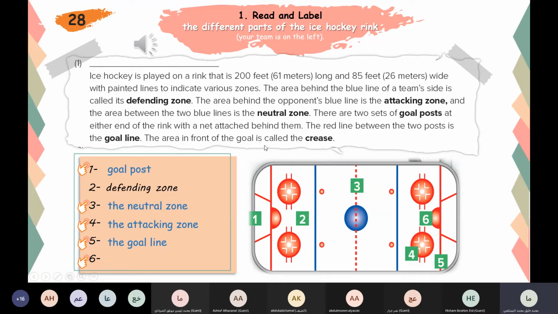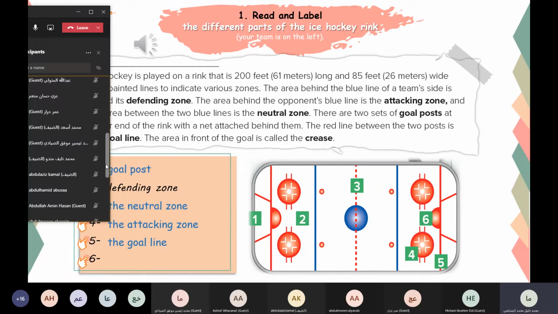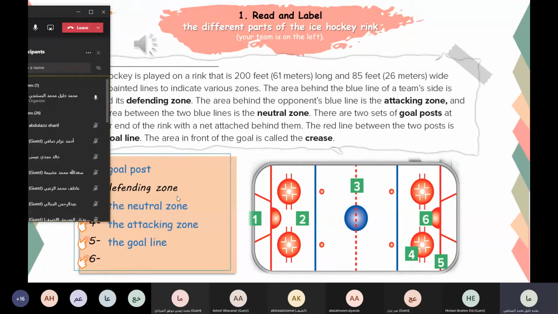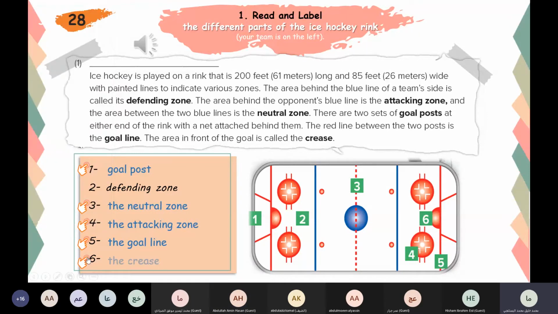And what about the area in front of the goal here? What do we call it? Abdullah Amin, are you here? Crease. Yes, the crease. Good. The area or the zone in front of the goal is called the crease. Here, this is the crease. Okay, so this is about the first question: what are the parts of the ice hockey rink?